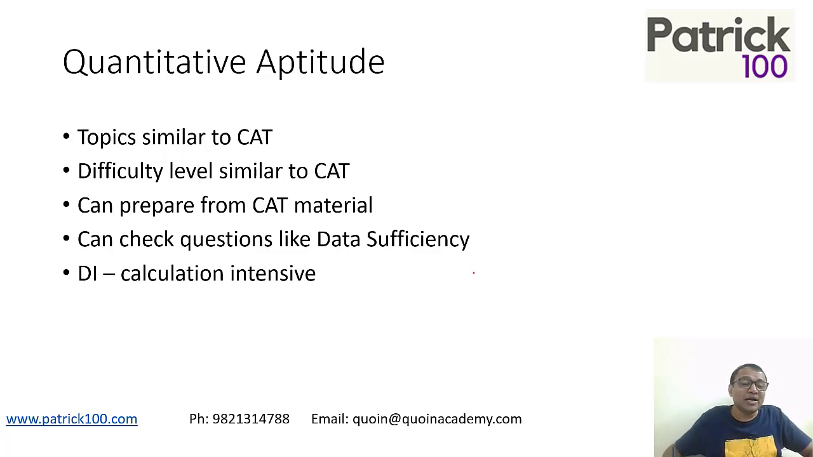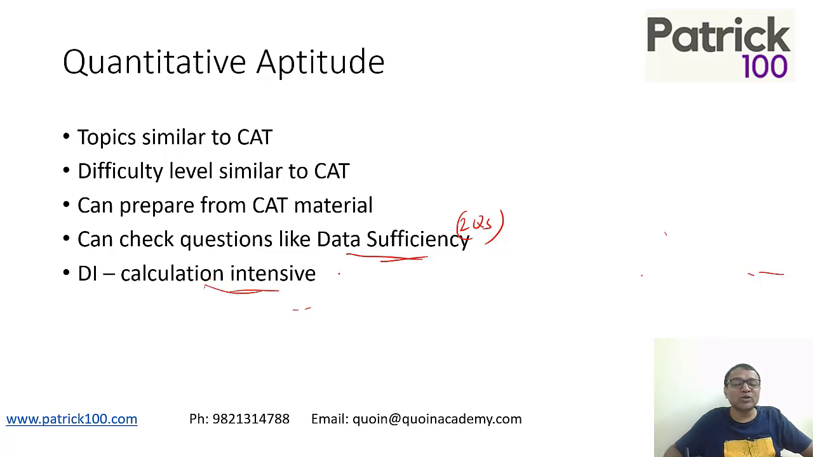There is a little difference: there is a data sufficiency part in the ZAT paper, which is not in CAT. A couple of questions, two questions on data sufficiency, were there. So that is one part which is a little different. And in DI, there are some tougher DI sets which are more calculation intensive.